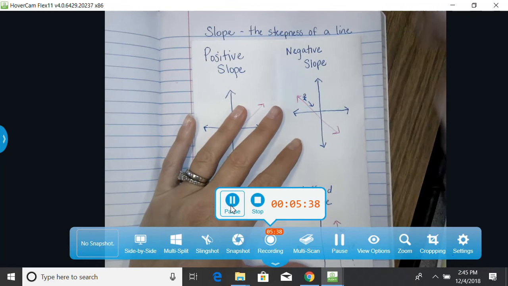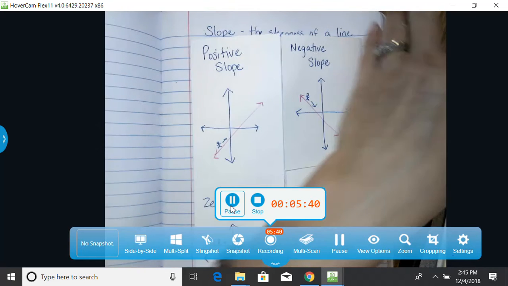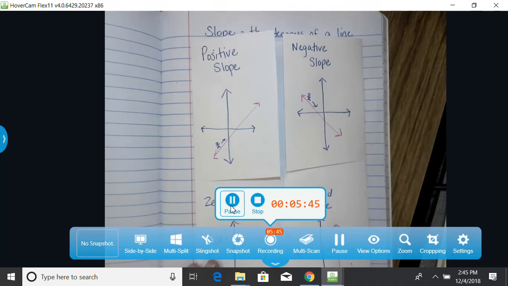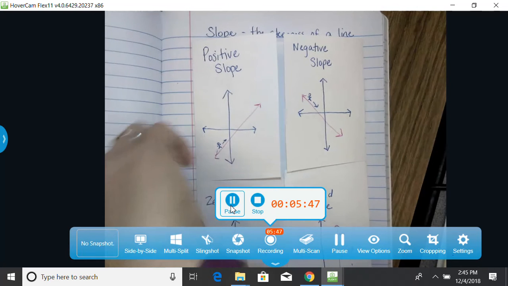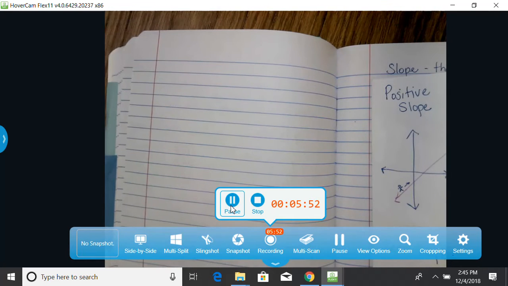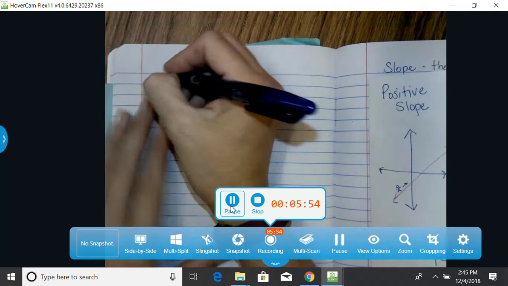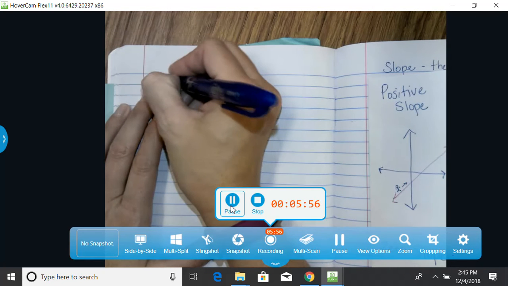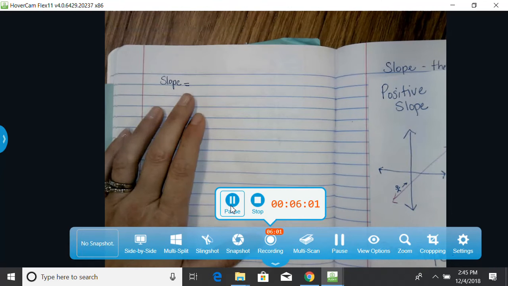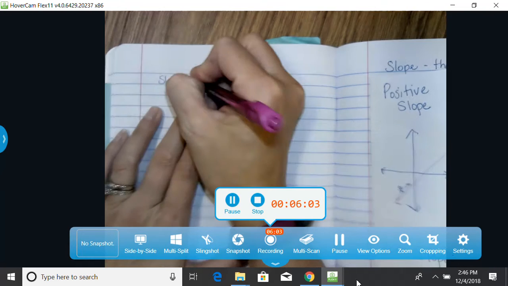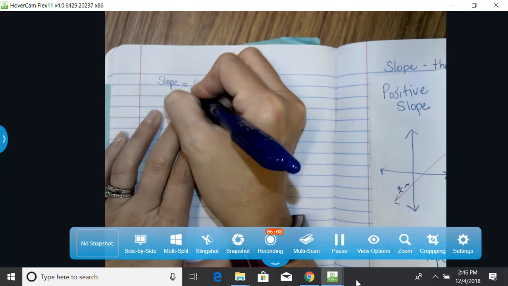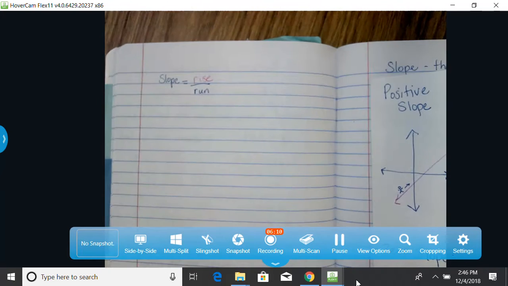Now, when we talk about the steepness of a line, you should have heard this in 7th grade. Rise over run. I'm going to just go on to the left-hand side for this. I want it all on the same page. Slope can also be written as rise over run. So your slope will look like a fraction.